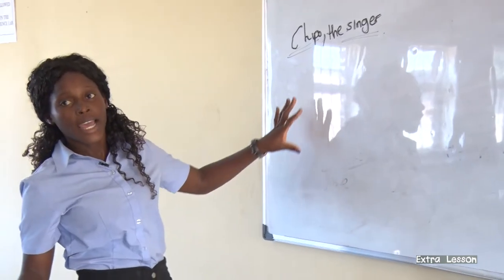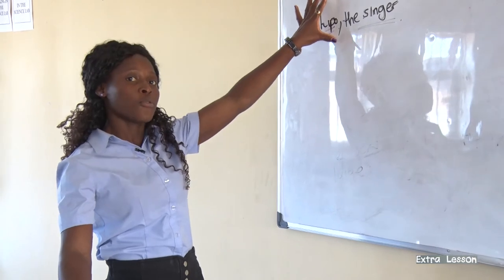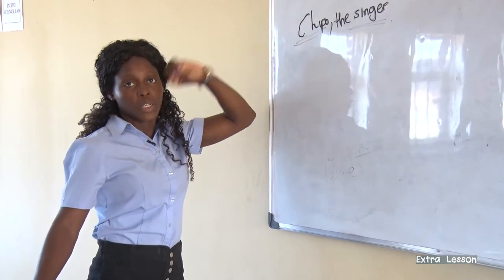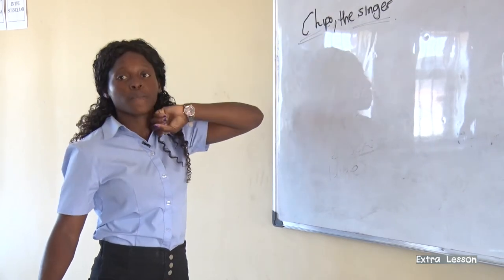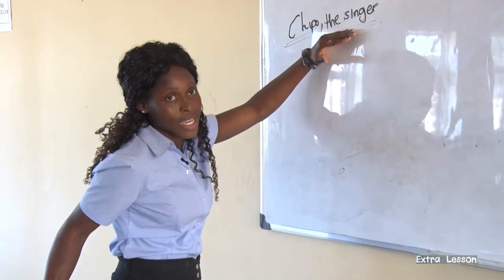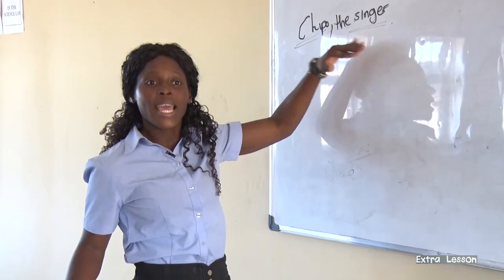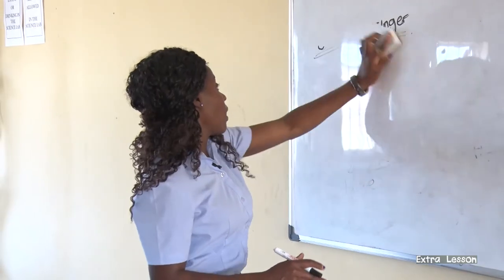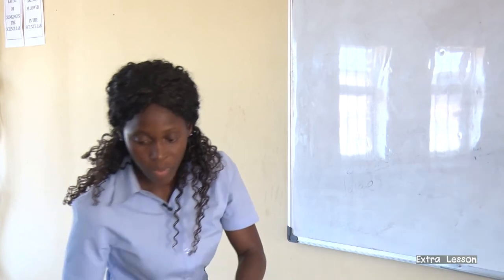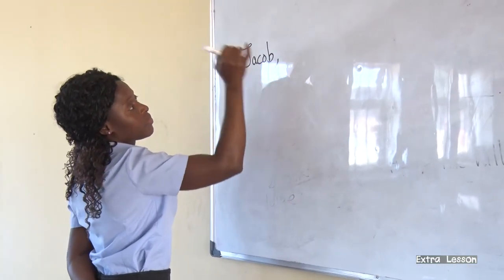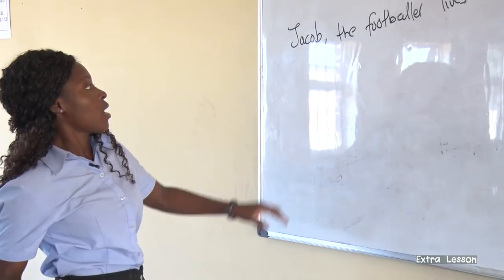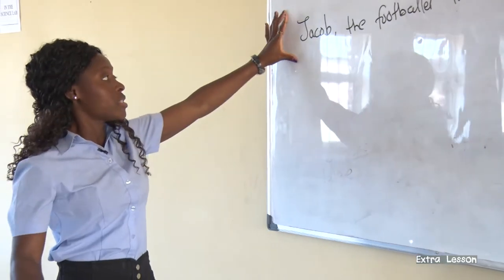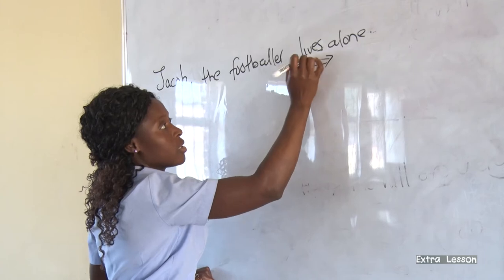What do we mean when we say appositive? Like I said, it is the noun or noun phrase in a sentence which gives us more information about the main subject or the main noun. So appositives like the singer cannot be used as the subject that determines the verb in a sentence. Let me give you an example with a sentence. Jacob, the footballer, lives alone. Jacob is our subject and the appositive is the footballer. So since Jacob is singular, our verb is supposed to be singular.